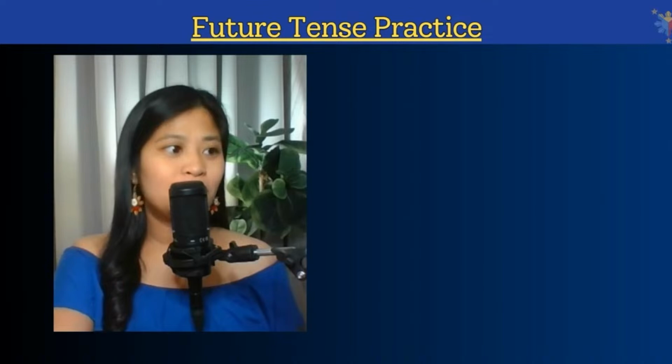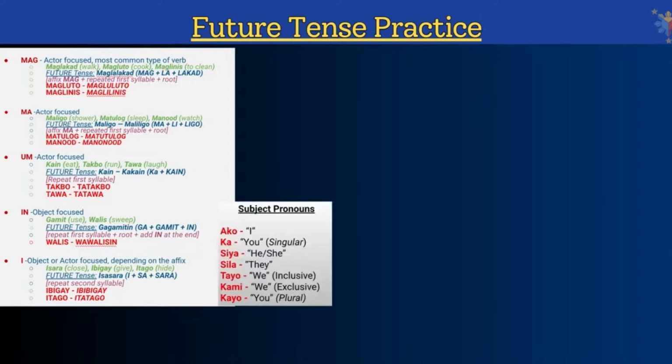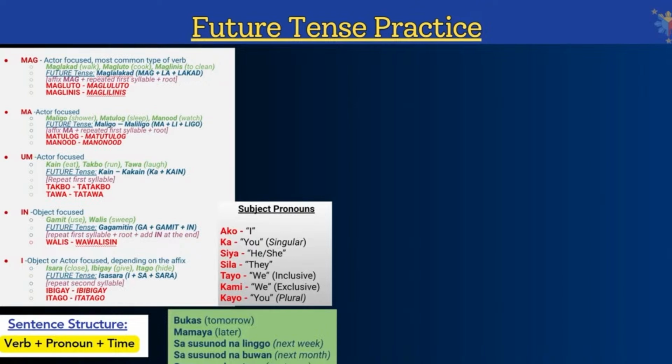I'm going to go ahead and turn off my screen again. Now in the top left corner are the future tense conjugation patterns that we learned for all of the verbs. Then are the subject pronouns. And then it's the sentence structure down in the bottom left corner. And now in the green are some vocabulary terms to indicate future tense. So bukas is tomorrow. Mamaya means later. Sa susunod na linggo, next week. Sa susunod na buwan, next month. And sa susunod na taon, next year.